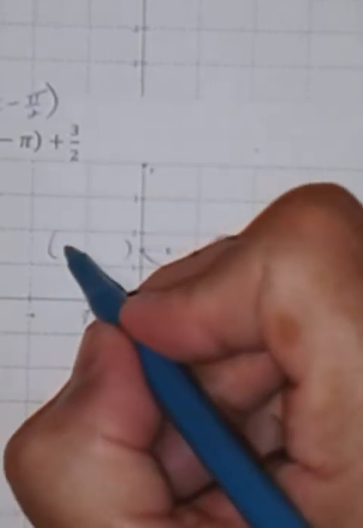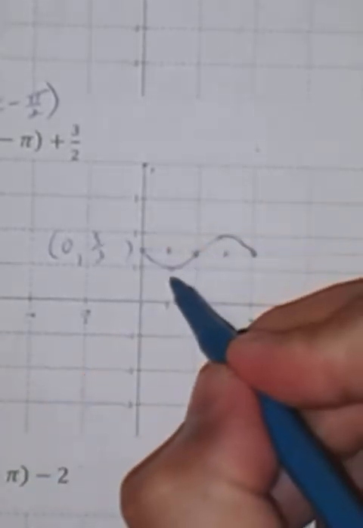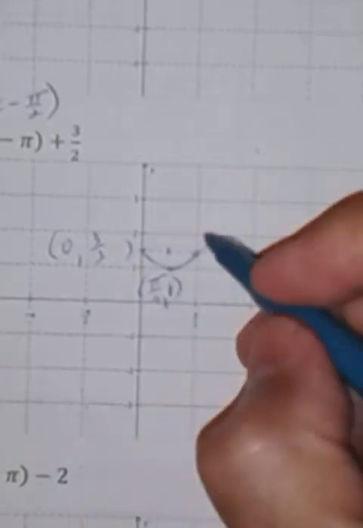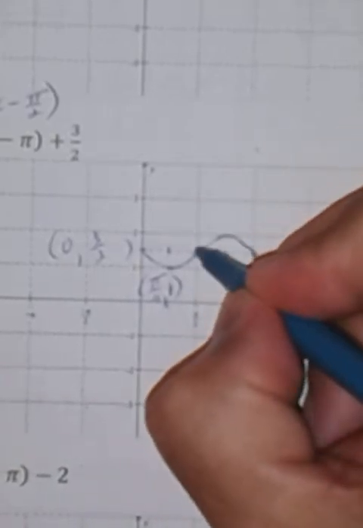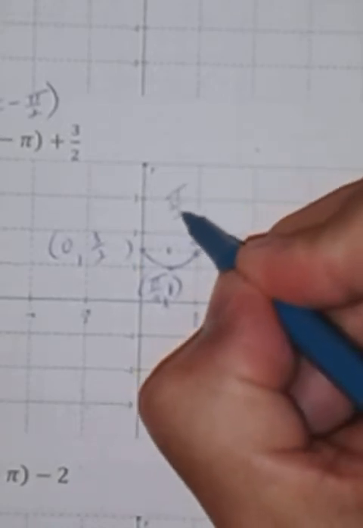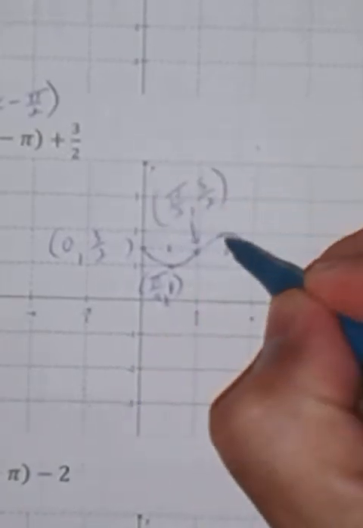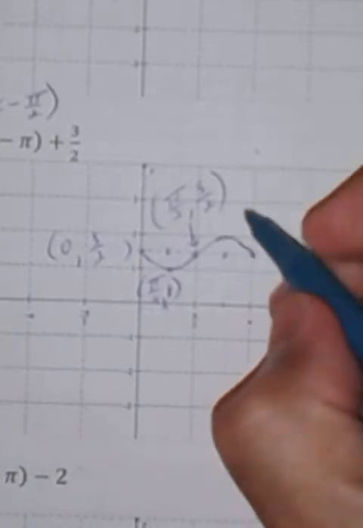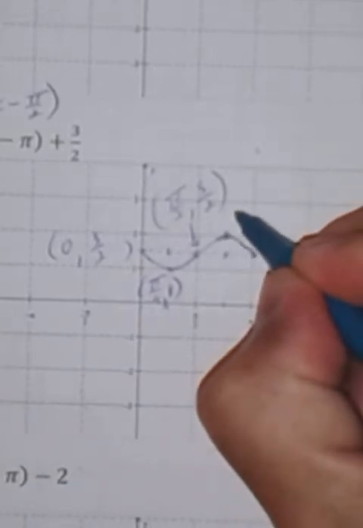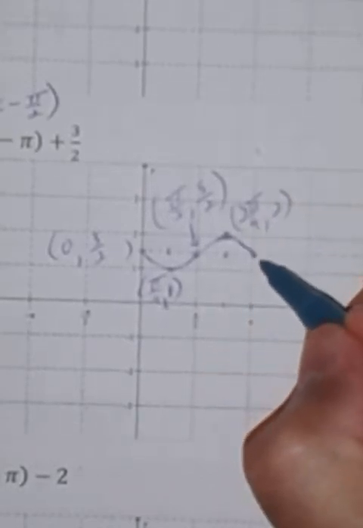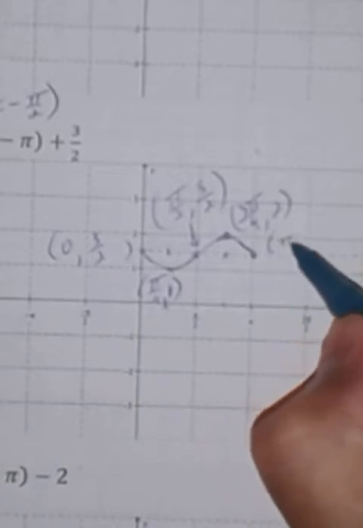So the first one is 0, 3/2. The second one is pi over 4, 1. Notice we just talked about these. Pi over 2, 3/2. That's halfway through my shifted cosine wave. 3 pi over 4, comma 2, and then pi, comma 3/2, and of course we could call 3/2 1.5. All right, now let's mention what each of these are.